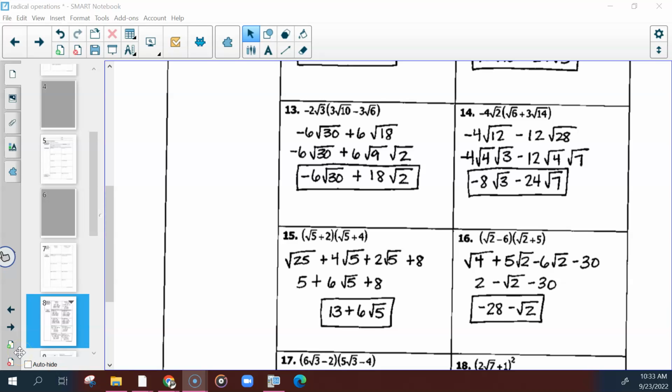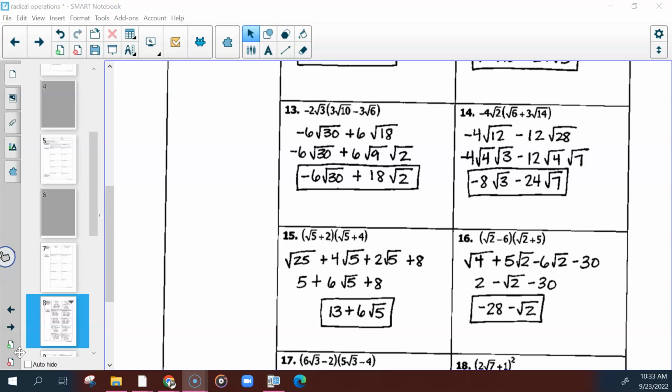is number 14. So they did it using the perfect square method. I'll talk through that. If you want to see the other one, let me know. Your final answer should have been negative 8 times the square root of 3 minus 24 times the square root of 7.